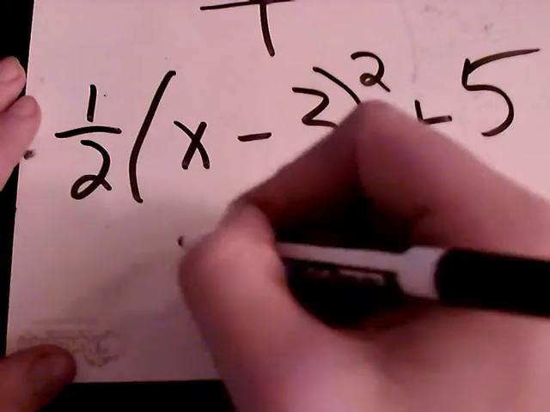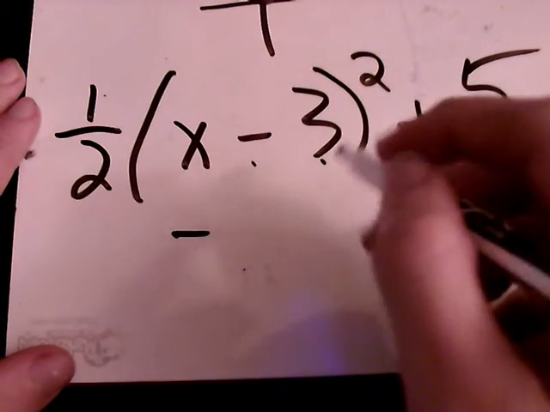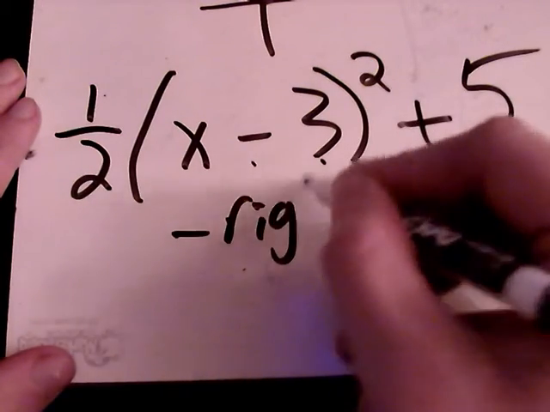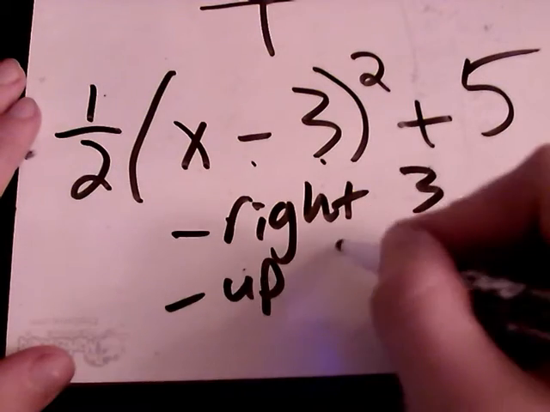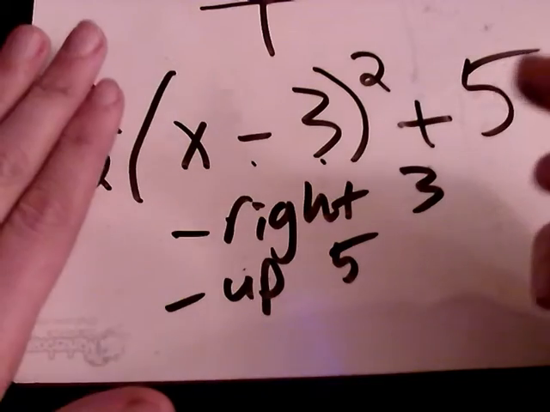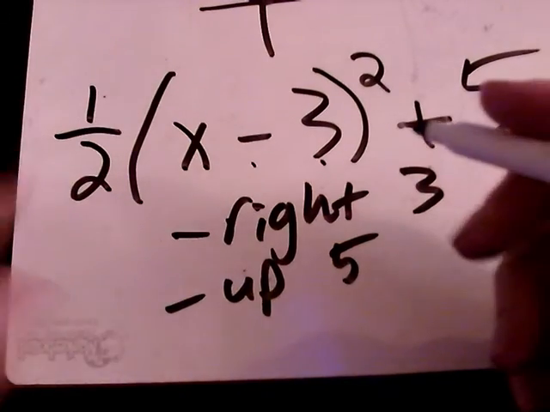So look right here. Once again, go from what we know. We have the negative 3. Well, that means right 3. The plus 5, well, that means up 5. So that's from what we know. We haven't looked at this 1/2 until now.